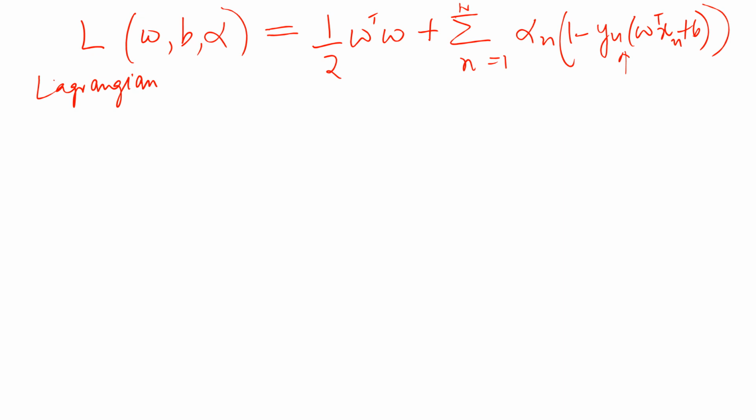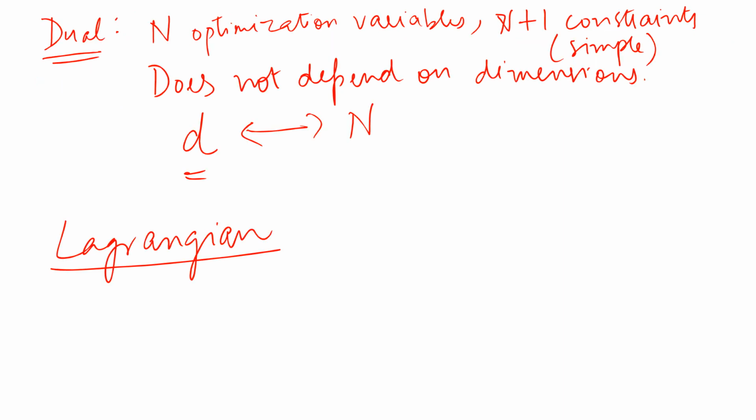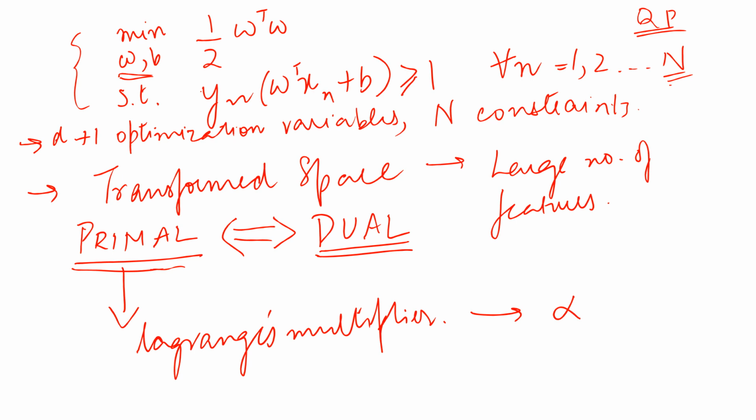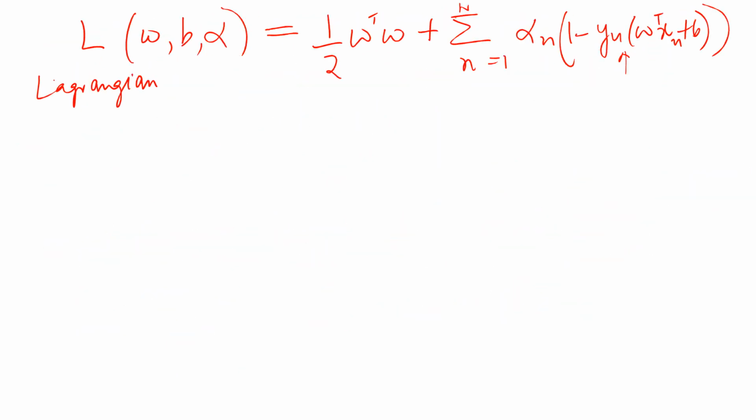The way we formulate this Lagrangian is that we bring all the constraints into the objective function itself. We put it in a form, something that is less than or equal to 0, and that's multiplied by this alpha n. So we take 1 minus yn times some value here, and that's what we have formulated. This is a standard procedure in optimization. And what do we require? We require one more thing: all the alphas have to be greater than or equal to 0.